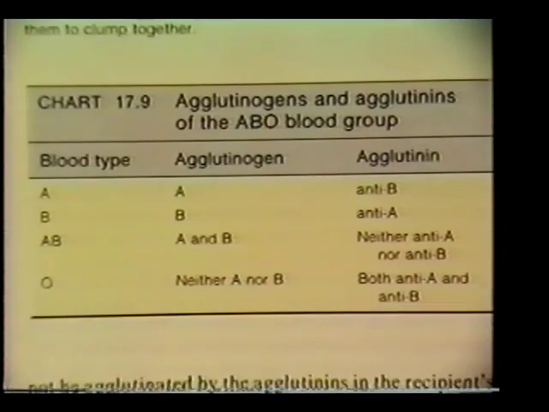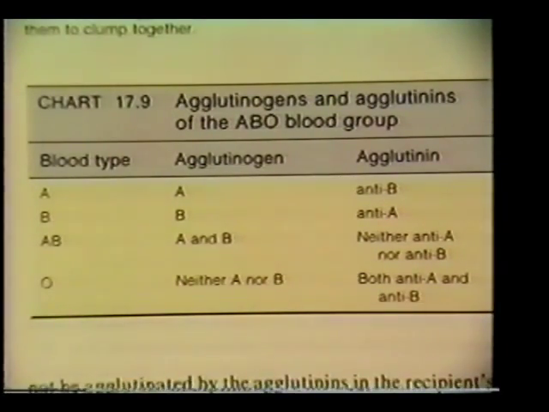The human blood plasma contains antibodies, also called agglutinins. There are two antibodies, anti-A antibody and anti-B antibody, that are associated with the ABO blood grouping. These antibodies develop in the plasma spontaneously about 2 to 8 months following birth.